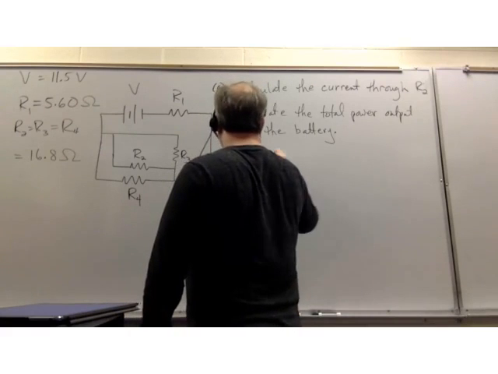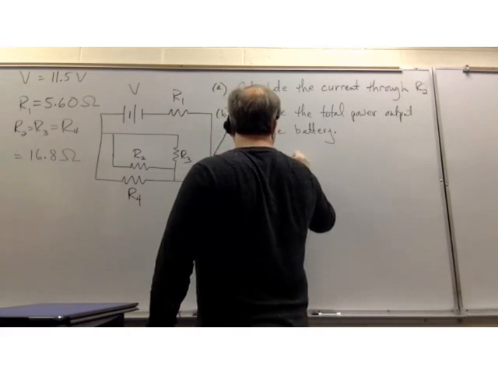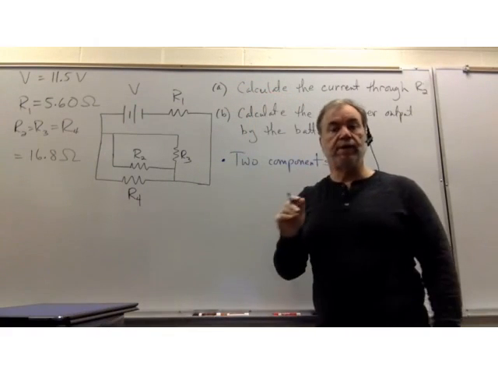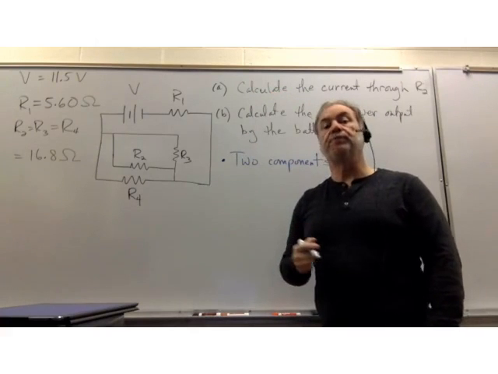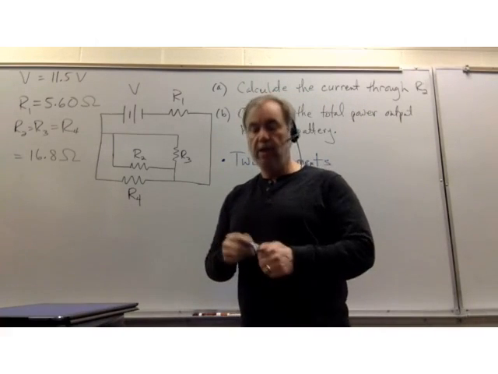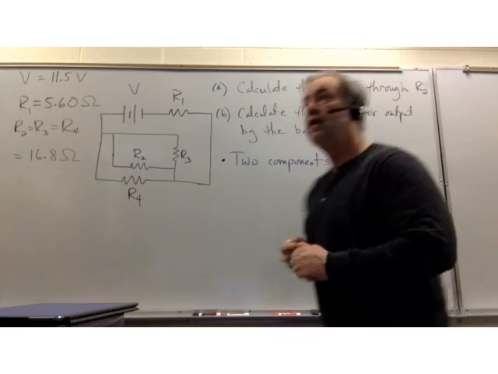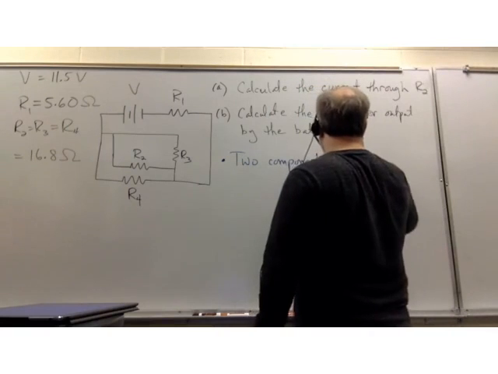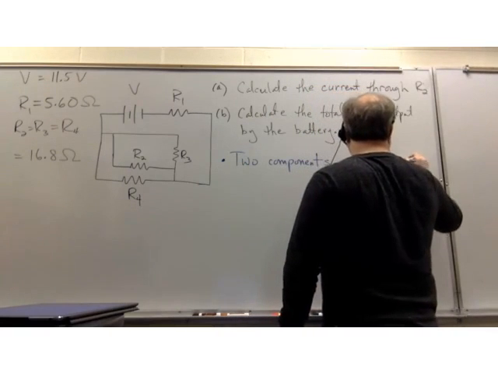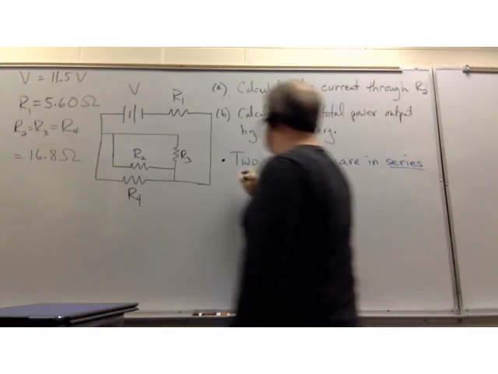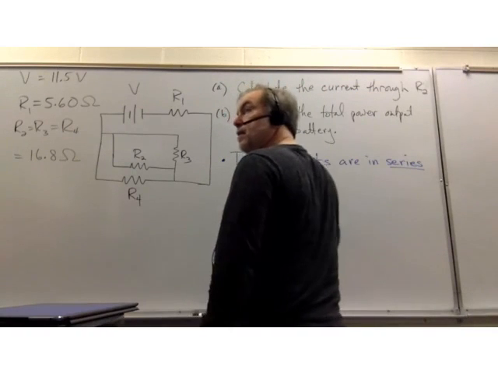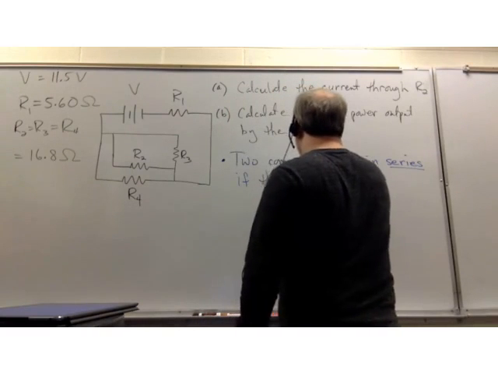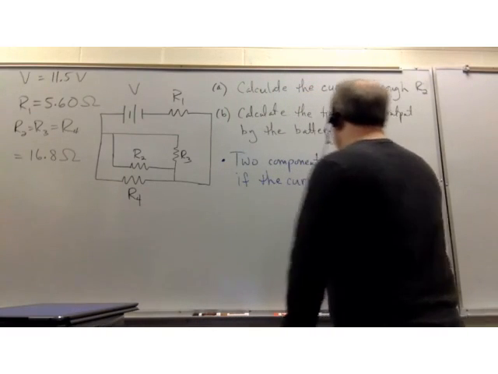So the first one is: 2 components, 2 electrical components. In this case, we only have resistors, but the statement that I'm about to write down holds true not just for resistors, but for capacitors, and then later on in your education, inductors, and pretty much anything else. Right. So 2 components are in series with each other if the current through each component must be the same.